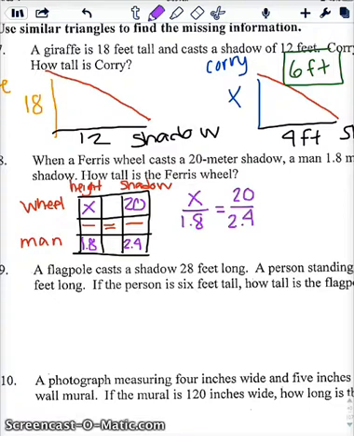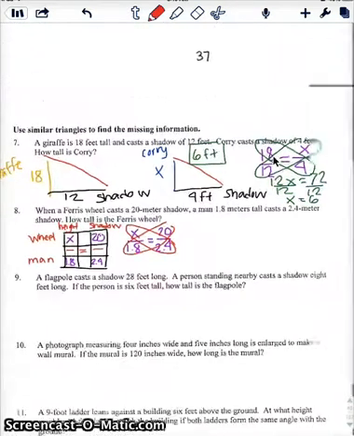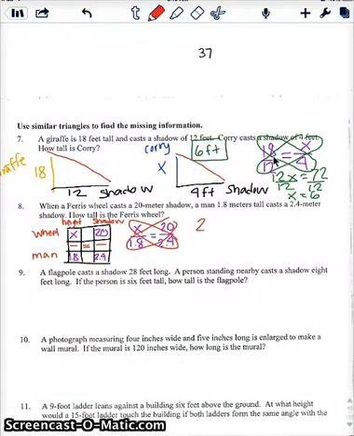Everything is lined up. My whole top represents the Ferris wheel, my whole bottom represents the man, my left represents the height, and my right represents the shadow. I'm going to use the same method as before to find the cross product so I can make an equation. So I have 2.4x on one side of my equation, and on the other side I have 20 times 1.8. So 2.4x equals, now you go use lattice or traditional, whatever you are most comfortable with.